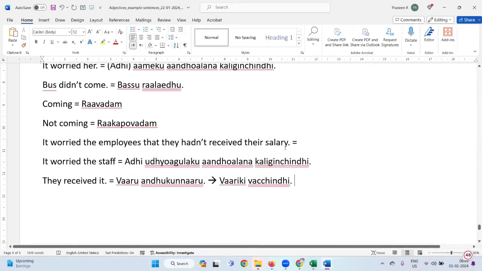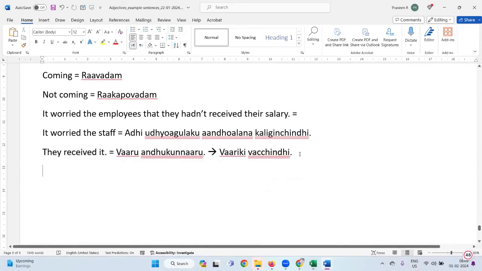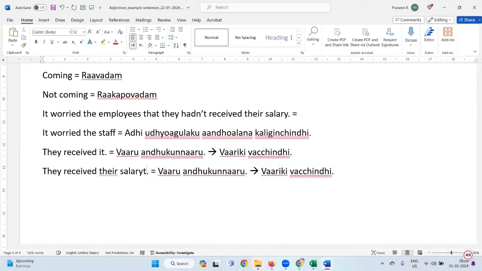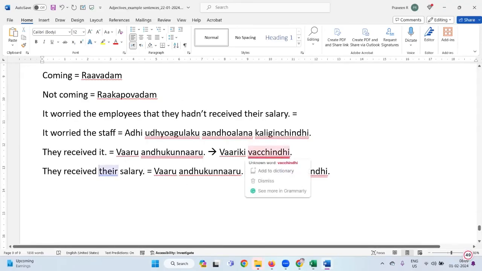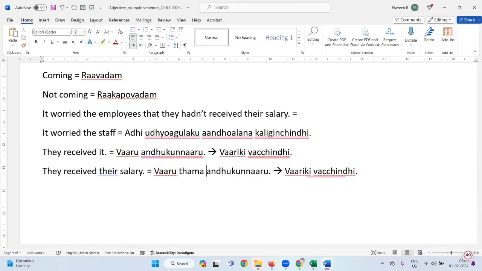Now what's left? Salary. So here, they received their salary. వారికి తమ జీతం వచ్చింది. వారికి వారి జీతం వచ్చింది. It's okay. వారికి జీతం వచ్చింది. No need for their there. The is enough. They received the salary. వారికి జీతం వచ్చింది. This is enough, Andy.